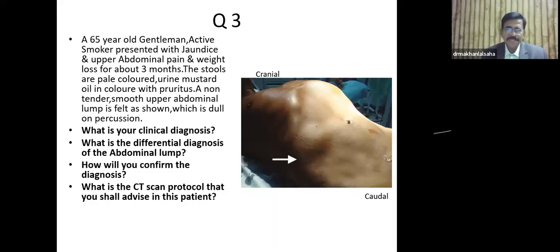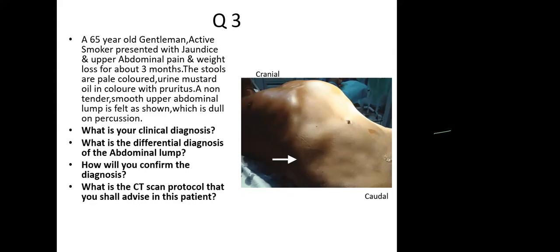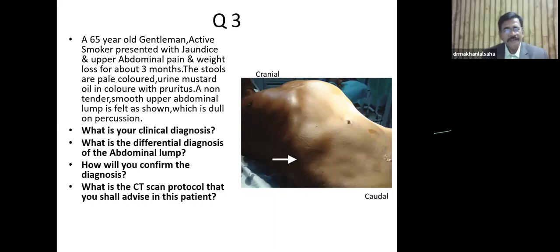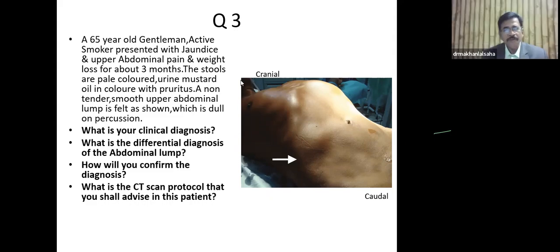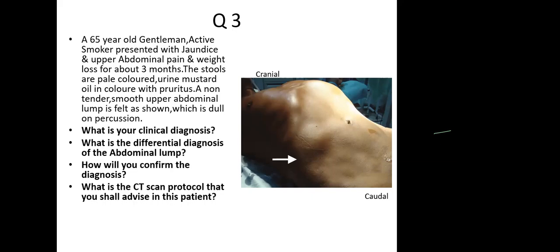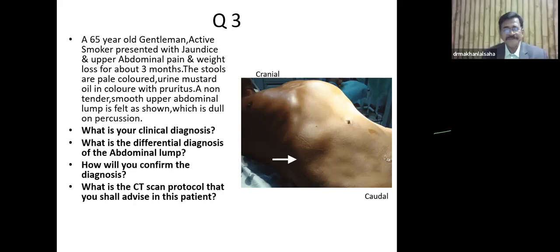What is the double duct sign? Sir, I couldn't remember. Anybody else? Sir, dilated CBD and pancreatic duct. Yes. The double duct sign is when you do imaging, you find both the bile duct and pancreatic duct are dilated. That gives an idea that the site of obstruction might be in the region of the ampulla. Okay, sir. Now, you said you'll do a triphasic CT scan.